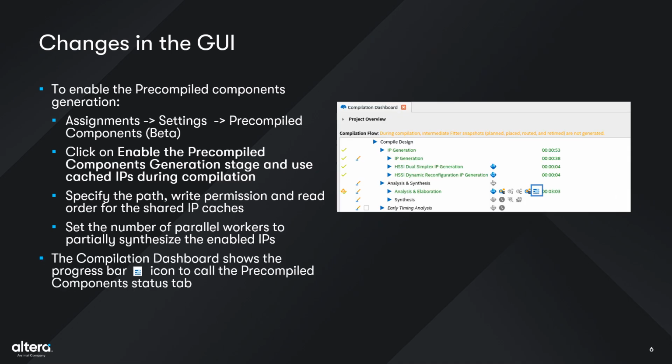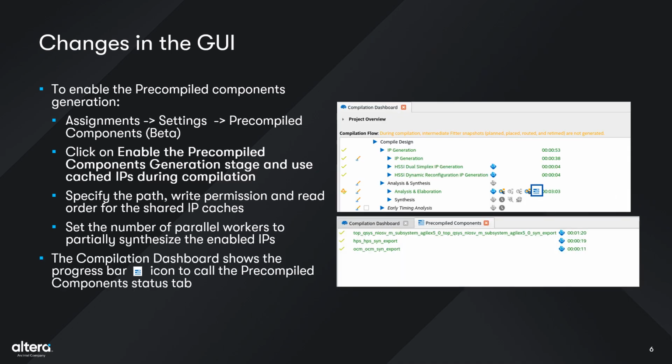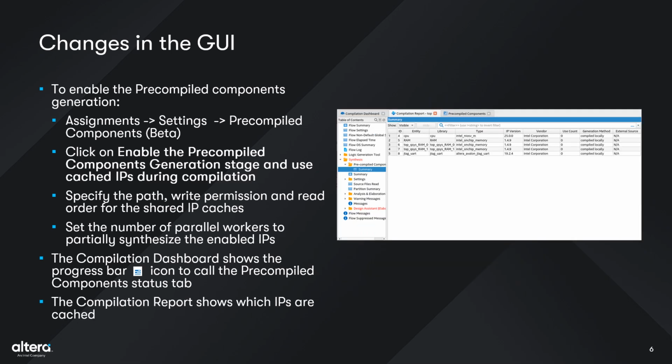You can find the progress bar icon in the compilation dashboard. It will call the precompiled status tab, where you can see the compiled status of each component. In the compilation report tab, you can find the precompiled components summary, which displays information about the cached IPs.